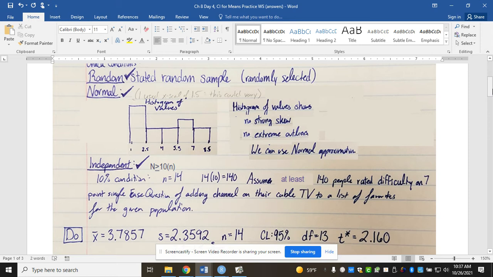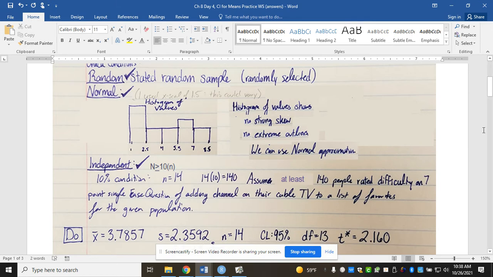So then the independent 10% condition, which is capital N being greater than or equal to 10 lowercase n, which gives us 140. This one is one of those where I would probably choose to write the word assume because we don't really know. So assuming that at least 140 people actually did rate the difficulty on a 7-point single ease question of adding a channel such and such for the given population. Questions about conditions? Like I said, wording would have been probably more annoying than anything else at that part.